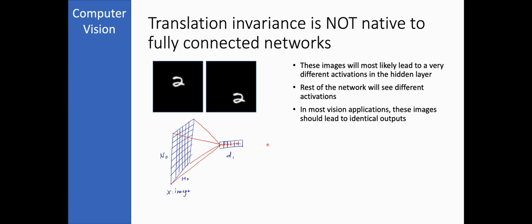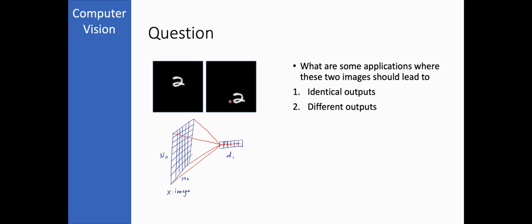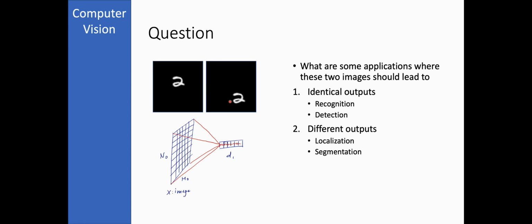However, in most vision applications, these images should lead to almost identical outputs. Actually, we can discuss the applications where they should lead to identical and different outputs. When I talk about recognition, meaning what is the number in this image, or detection, is there a 2 in this image, then the results for these images should be identical.